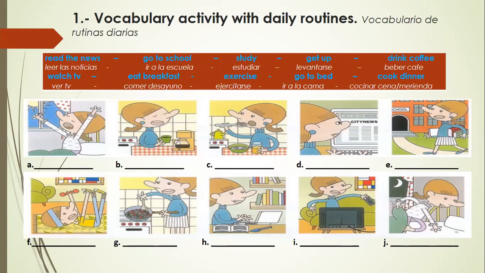Below each one, we have a line with a letter. We need to put the correct activity or daily routine in each picture.